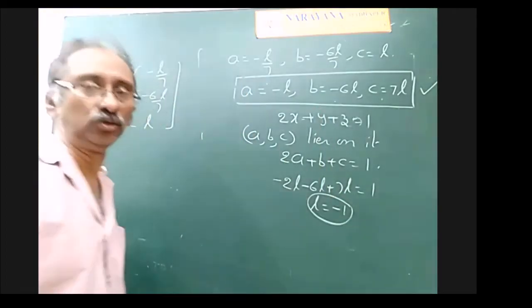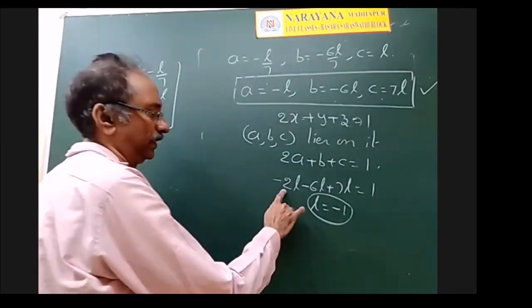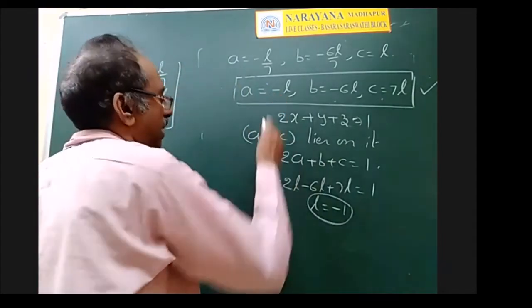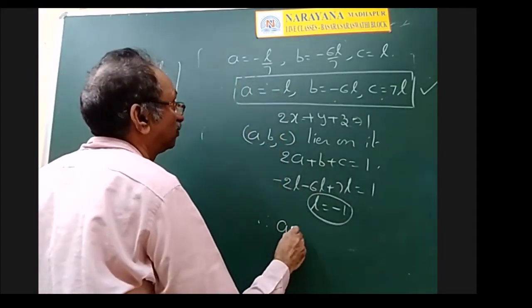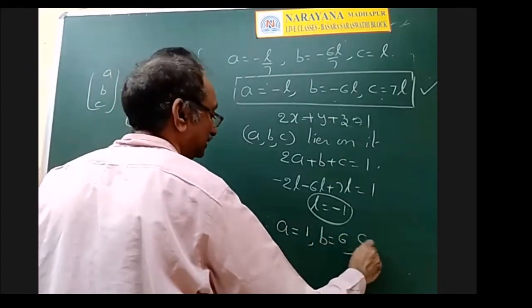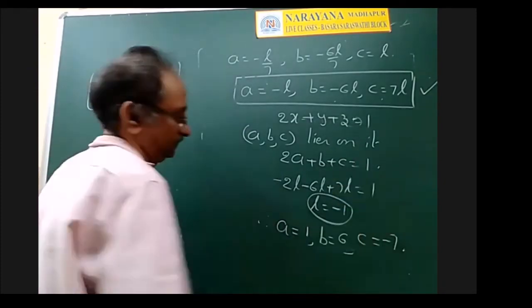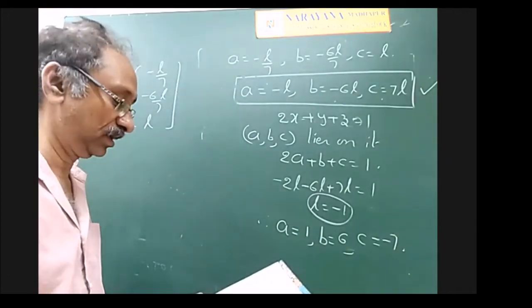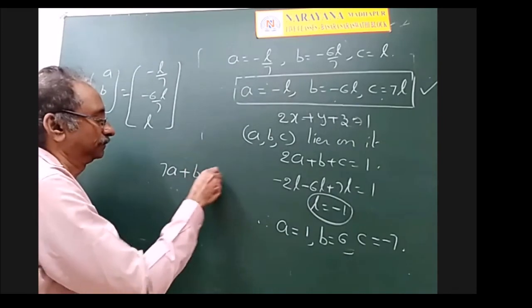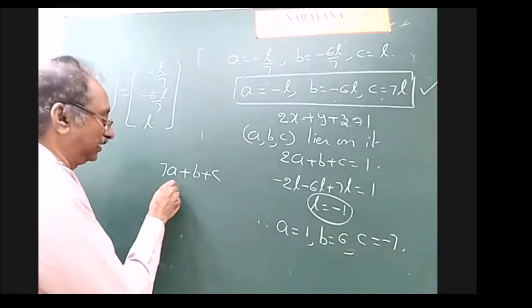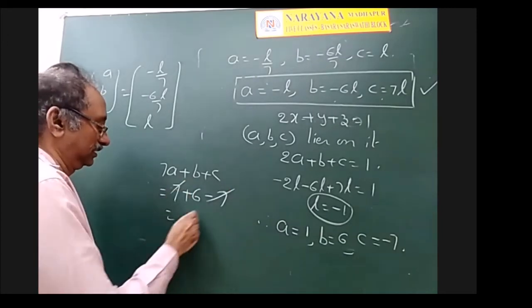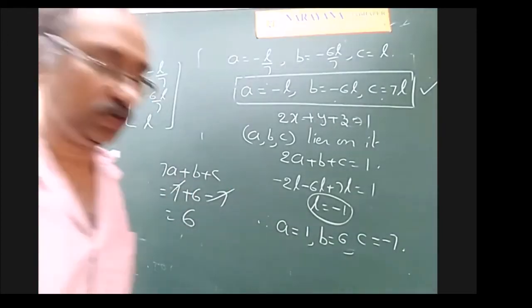L is equal to minus 1, you got. Is it okay? Minus 8L plus 7L, minus L is equal to 1, or L is equal to minus 1. And therefore, A is equal to 1, B is equal to 6, C is equal to 7. And now what do you want? Tell me. I want 7A plus B plus C. I want this value. The answer is 6. Okay. Right on.